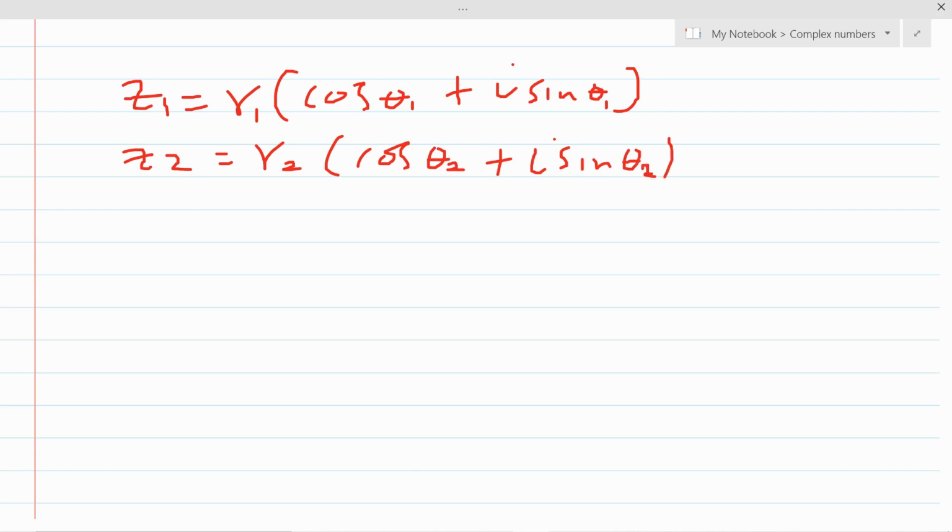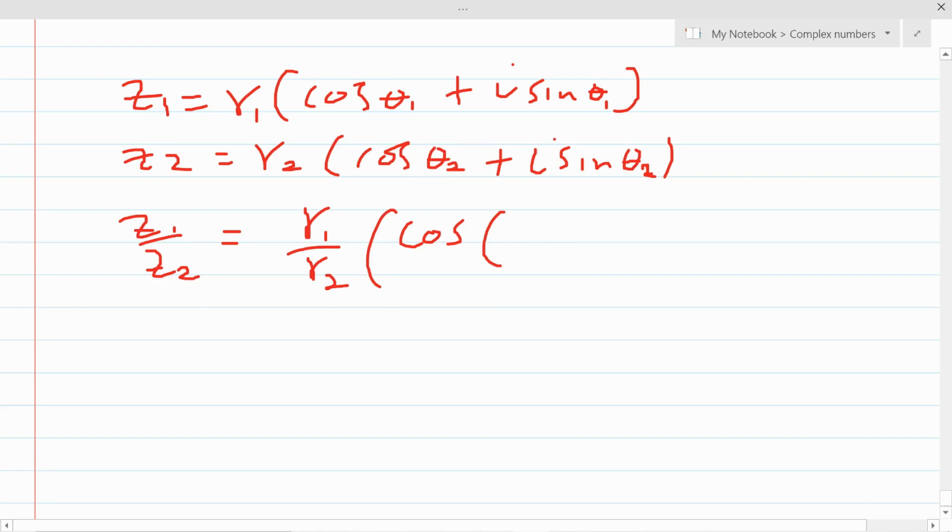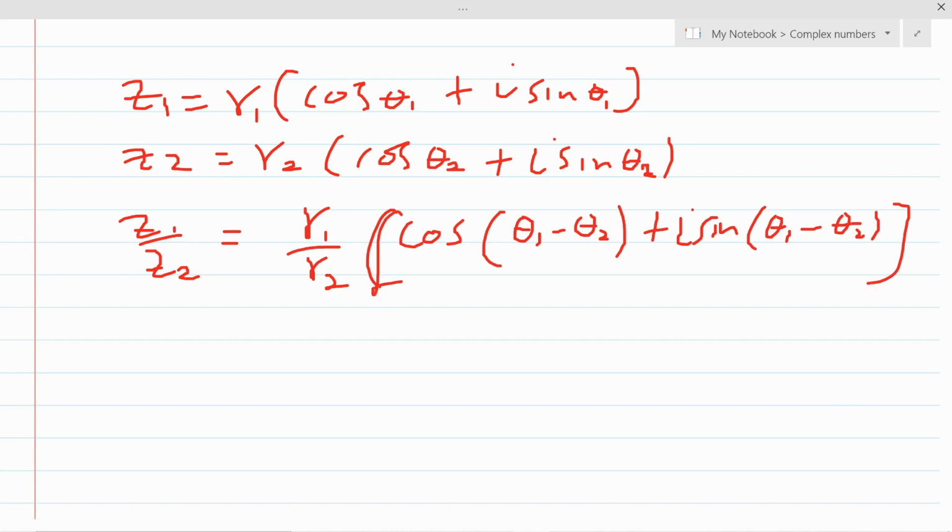Now if I'm doing division in polar form, z1 over z2, I'm quoting the formula straight. This will give me r1 over r2, then into bracket cos(theta 1 minus theta 2) plus i sine(theta 1 minus theta 2). So if you are told to do division in polar form, this is how you do it in complex numbers. So that is it for the complex numbers.